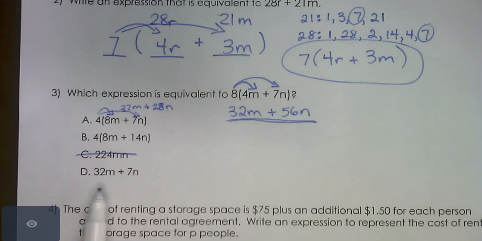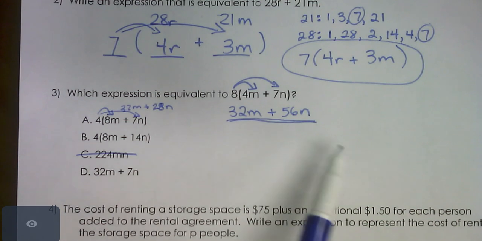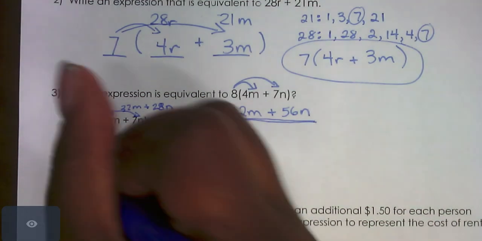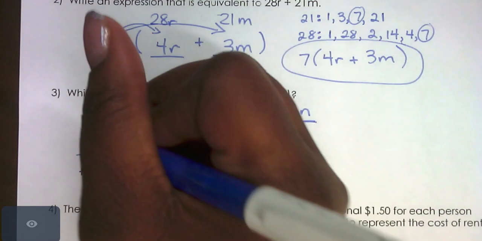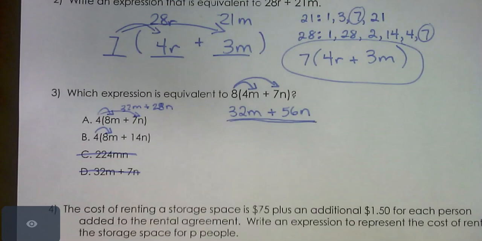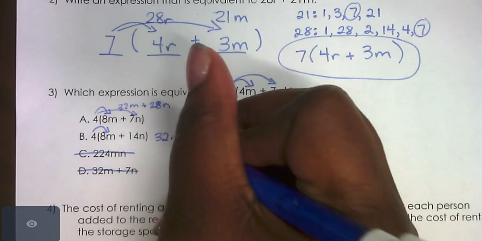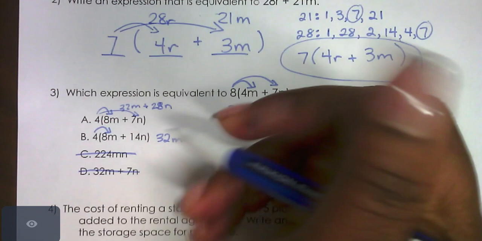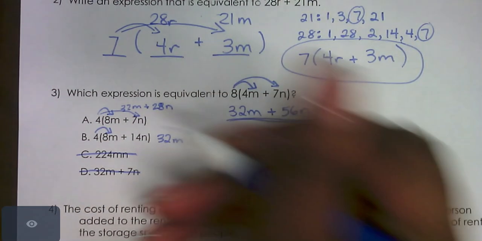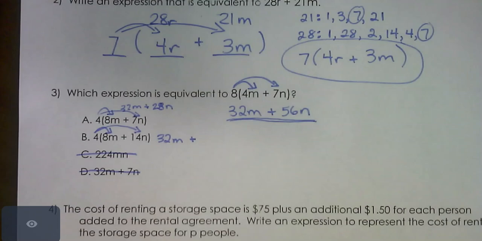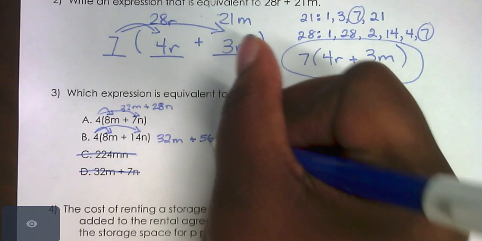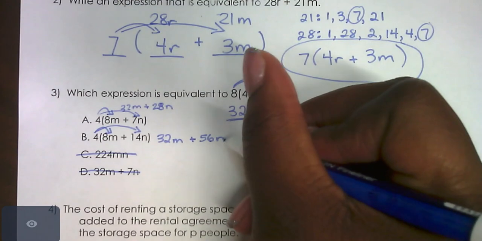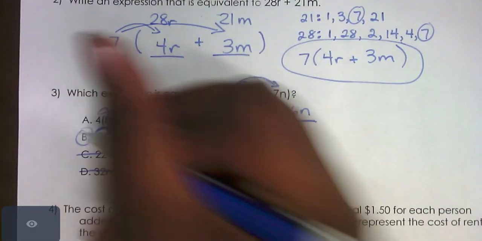Let's look at the next one, 32m plus 7n. Look at that, guys. It's not a match either. So I am just left with B, but we're still going to check it. 4 times 8m is 32m plus 4 times 14n. You might have to throw that into the calculator, but that equals 56n. And do we have a match? We do. So our answer is B.